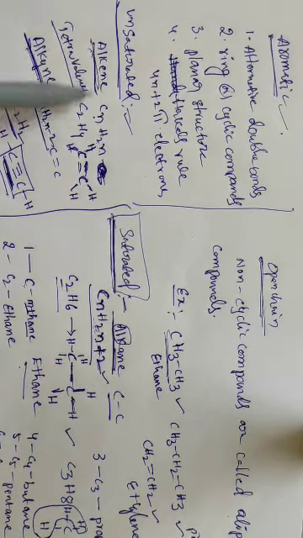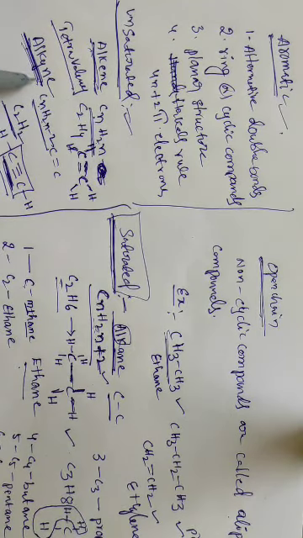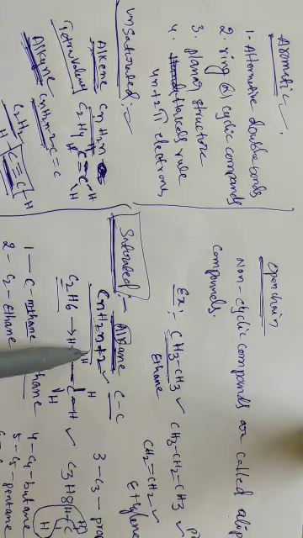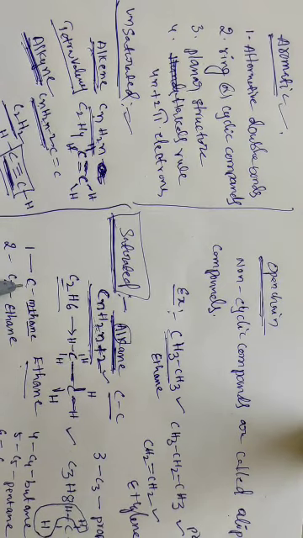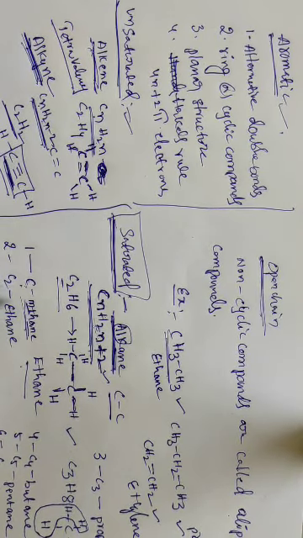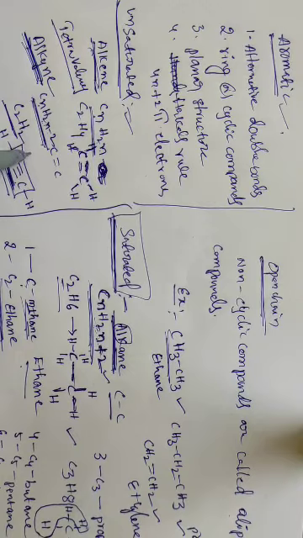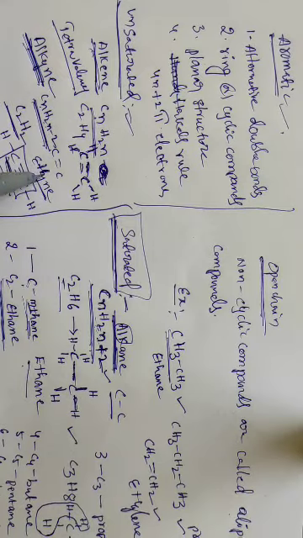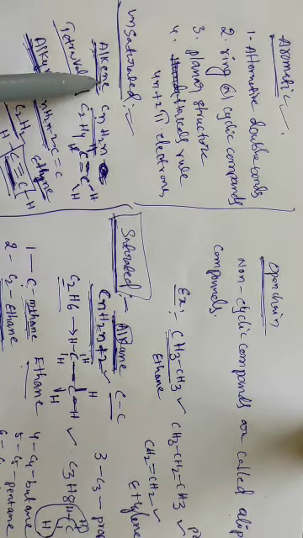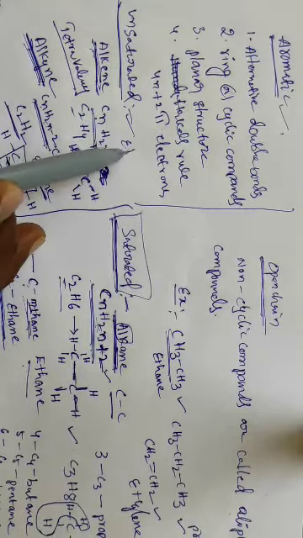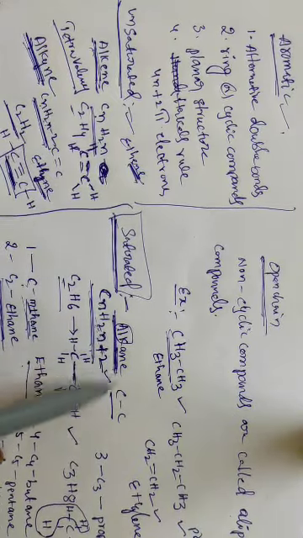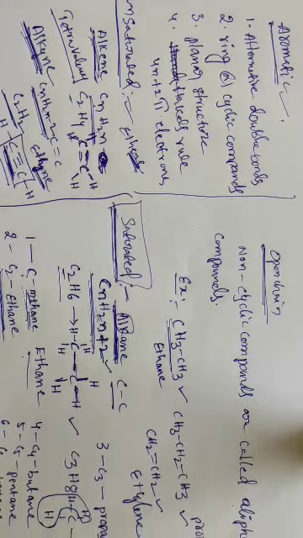So alkene, double bond, formula CnH2n; alkyne formula CnH2n minus 2; saturated alkane CnH2n plus 2. We write methane, ethane for 2 carbons. Here also 2 carbons, but we should write ethyne, yne, not ethane. For the alkene with 2 carbons, we should write ethene, ene. Here yne, here ene, here ane. Okay, thank you.